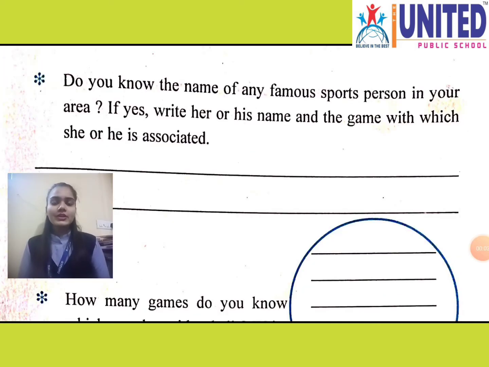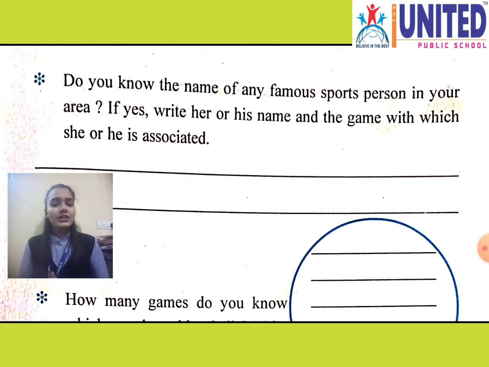Now let's see. Now beta, on this page so many questions are given, and we have to give the answers to all these questions. Now let's see question number 1. Do you know the name of any famous sports person in your area? If yes, write her or his name and the game with which she or he is associated.